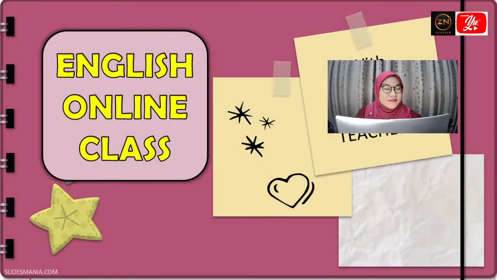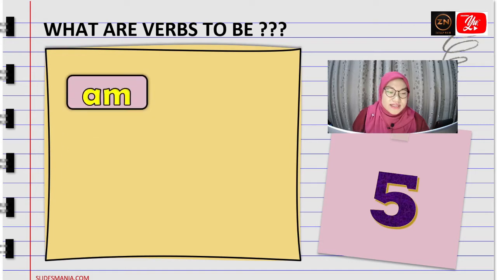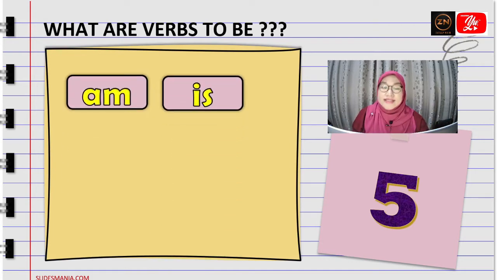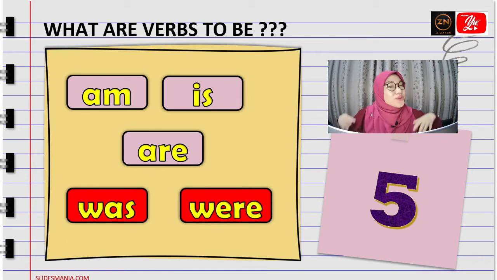Alright, first thing first, before we go any further, let us learn about verbs to be. In the English language, we have 5 verbs to be. Now, some of you might have already known this, but it's okay. Just refer to this as your revision, and to those of you who still don't know yet, then this is the time for you to start learning about verbs to be. All right. So the first one is am, is, are, was, and were.